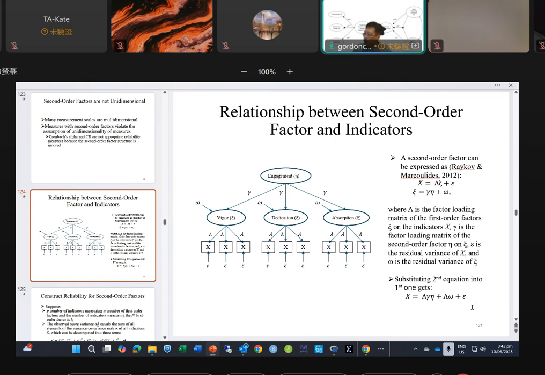There are two error terms. The first error term is the error term here, and the other error term is the omega times the lambda.